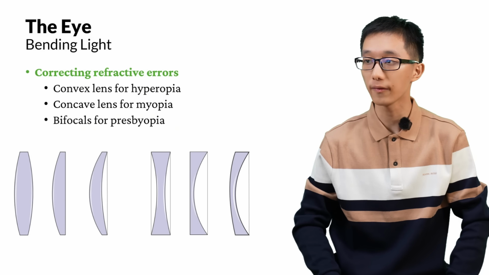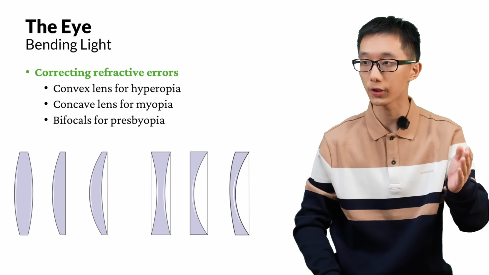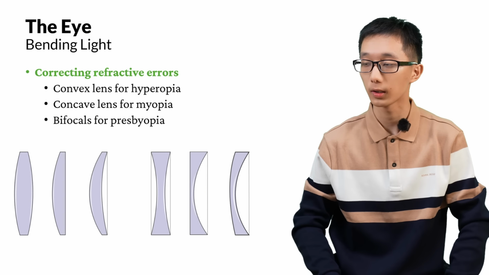Also, we can use bifocals for presbyopia. Bifocals are just glasses that are half convex and half concave. This can help elderlies with both far vision and short vision. And astigmatism can also be treated by using the correct lens to focus the light on the right place.